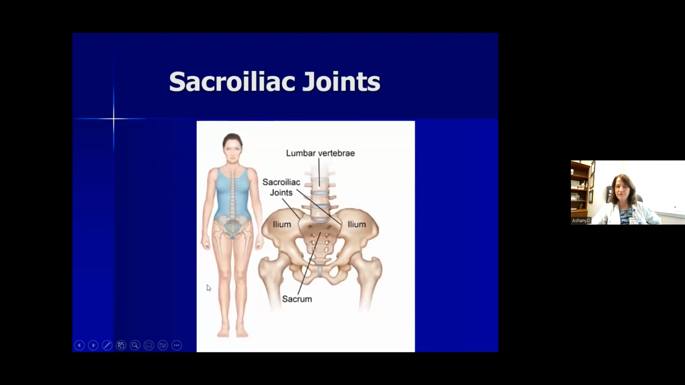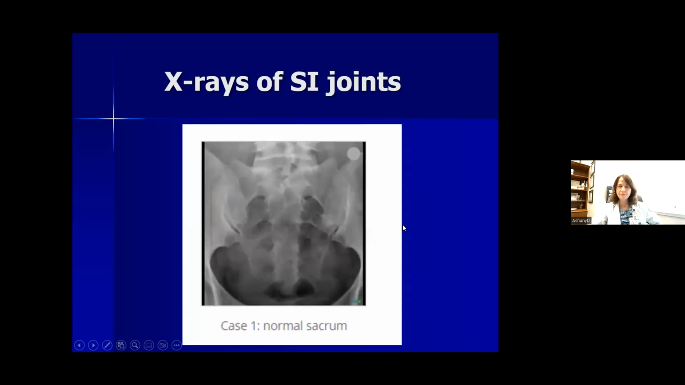So here we're looking at the front of this woman, and here's the pelvis. This is the portion I mentioned that's called the ilium. This structure in the middle is the sacrum, that solid piece of bone at the bottom. Here are the vertebrae. And then this is the sacroiliac joint on either side, between the sacrum and the top part of the ilium. And this is what it looks like on X-ray. So just quickly, this is a normal sacrum with normal sacroiliac joints, and here they are.